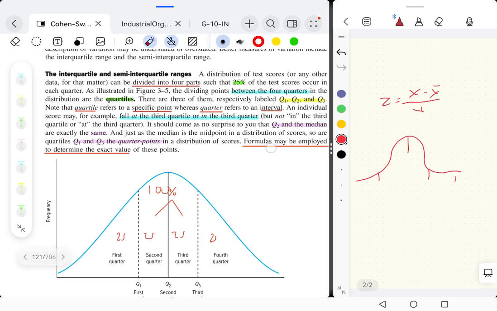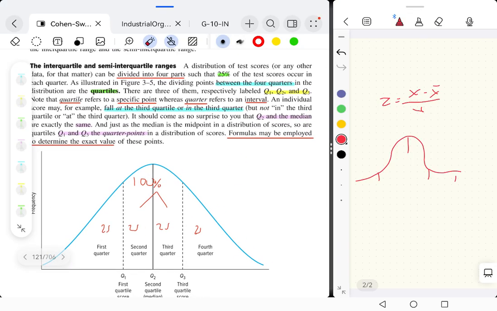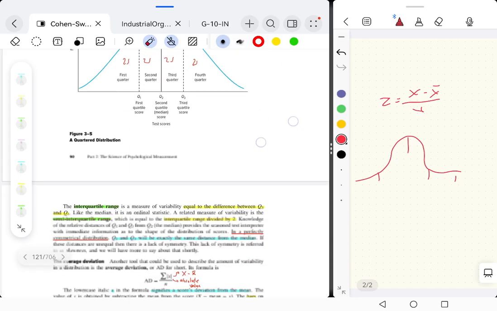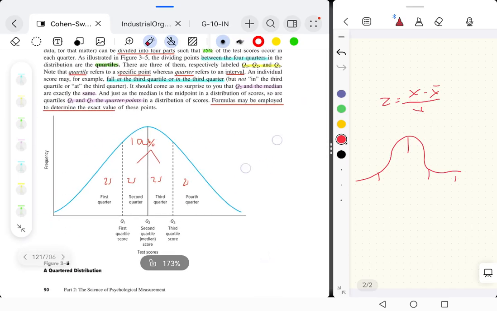How do you word this? You can say that an individual may, for example, fall at the third quartile or in the third quarter. When you say fall at, it means he falls at that point. But when you say in the third quarter, then he's here. What happens if you say an individual falls at the third quartile but is in the fourth quarter? Therefore, you go here. I don't know if I'm going too fast, guys.